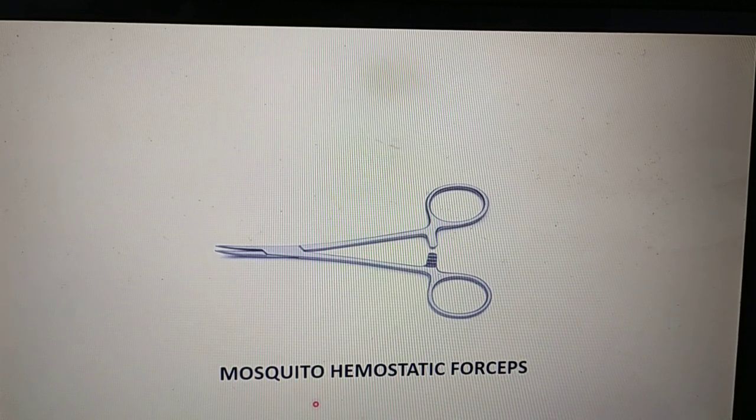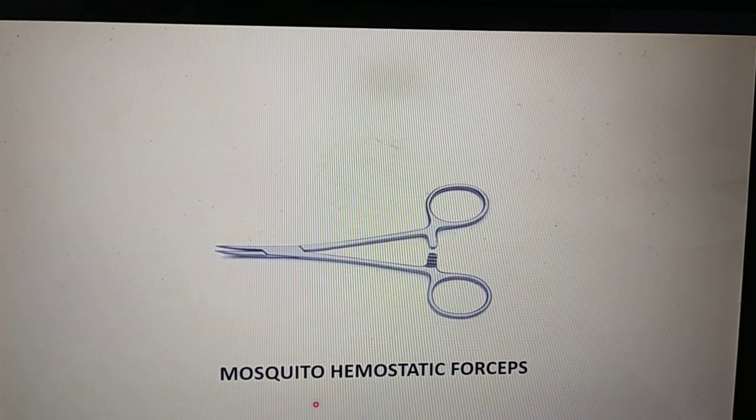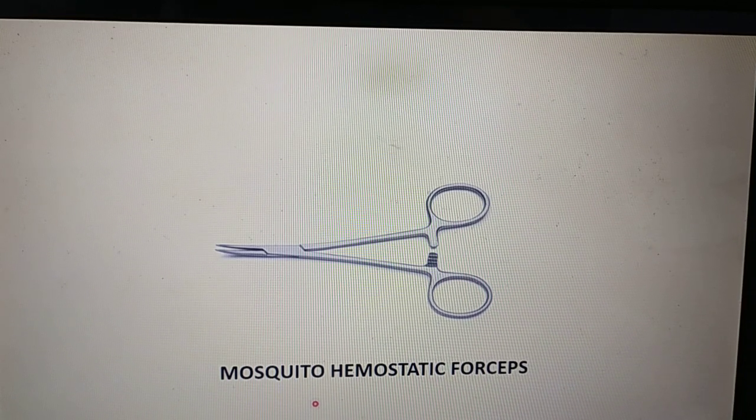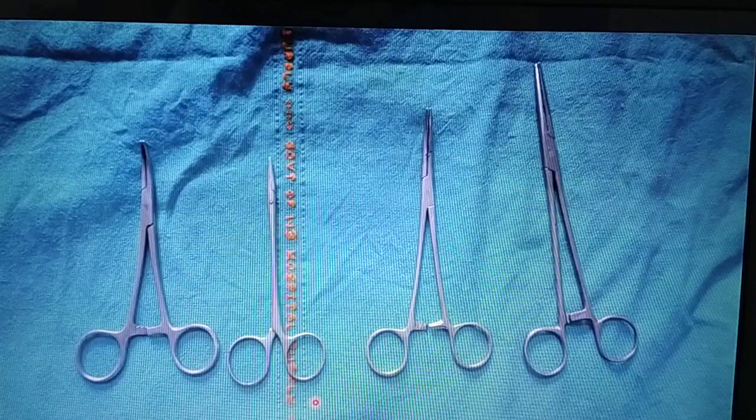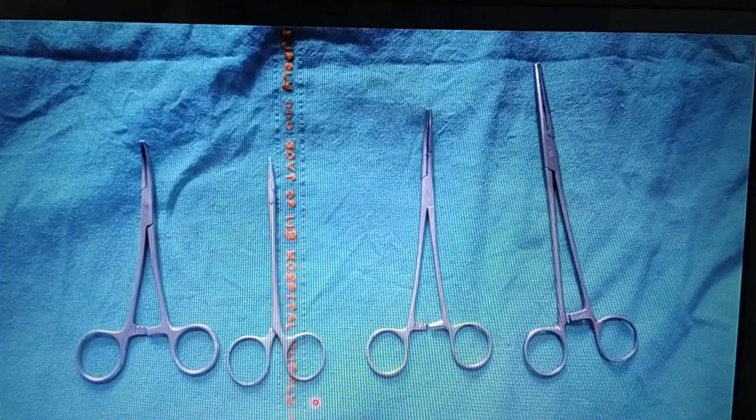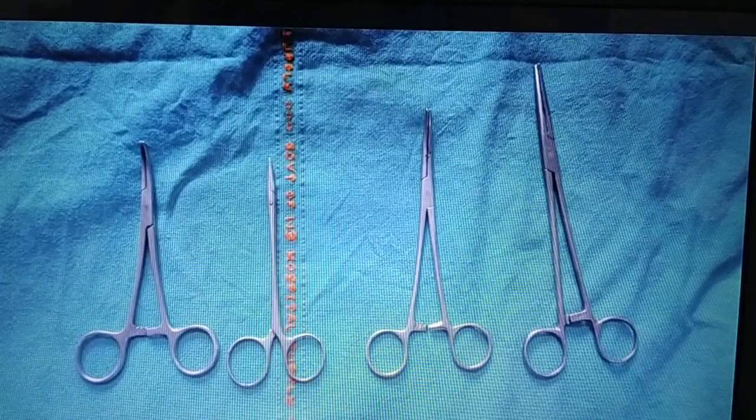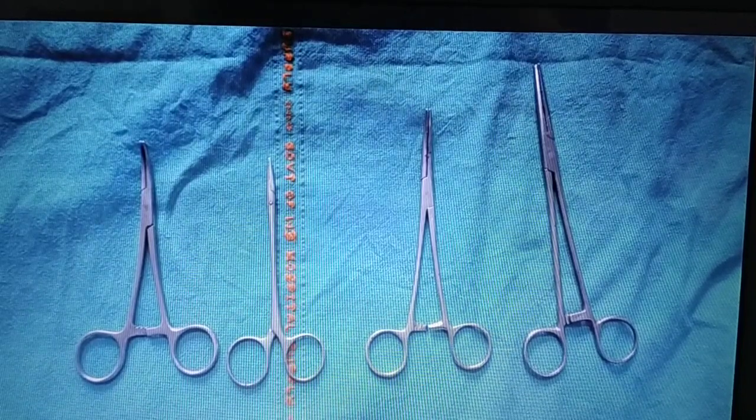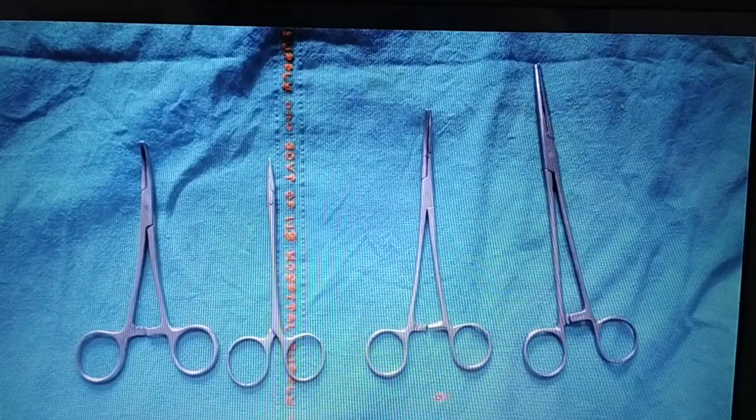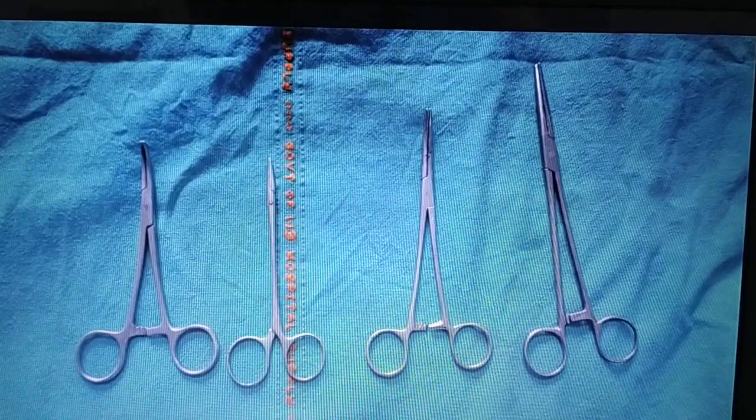This instrument is also sterilized by autoclaving. So this is mosquito hemostatic forceps used during circumcision, appendicectomy and used to hold fine bleeding vessels. So here mosquito artery forceps and hemostatic or artery forceps have been shown.